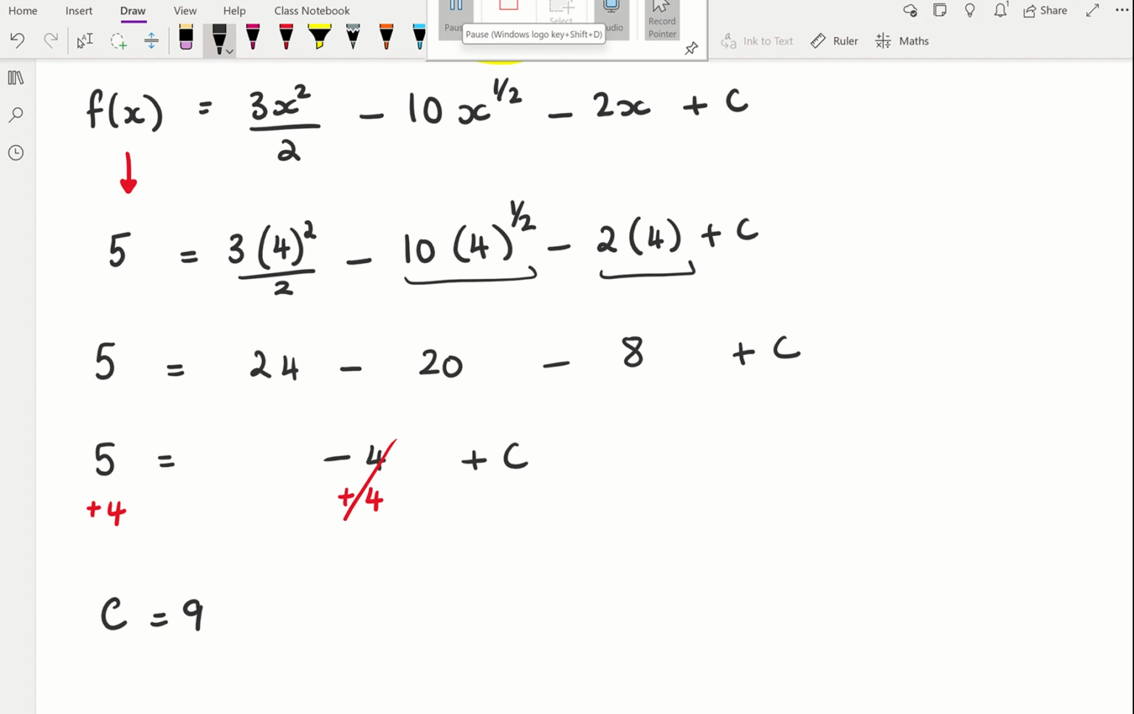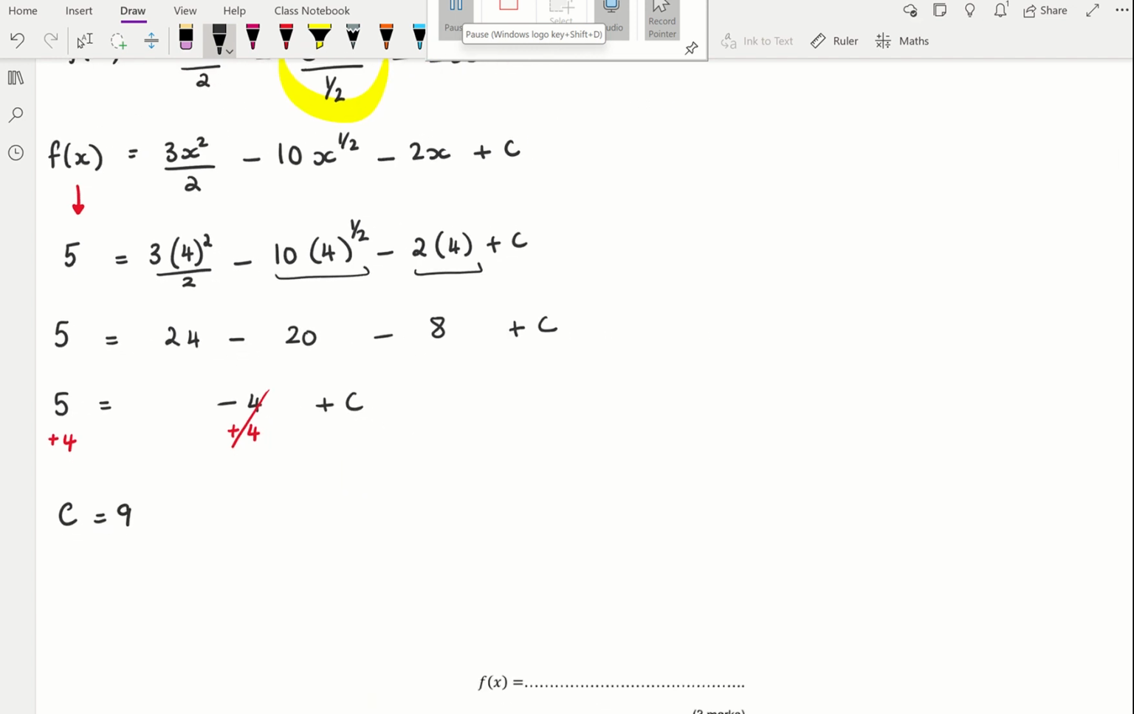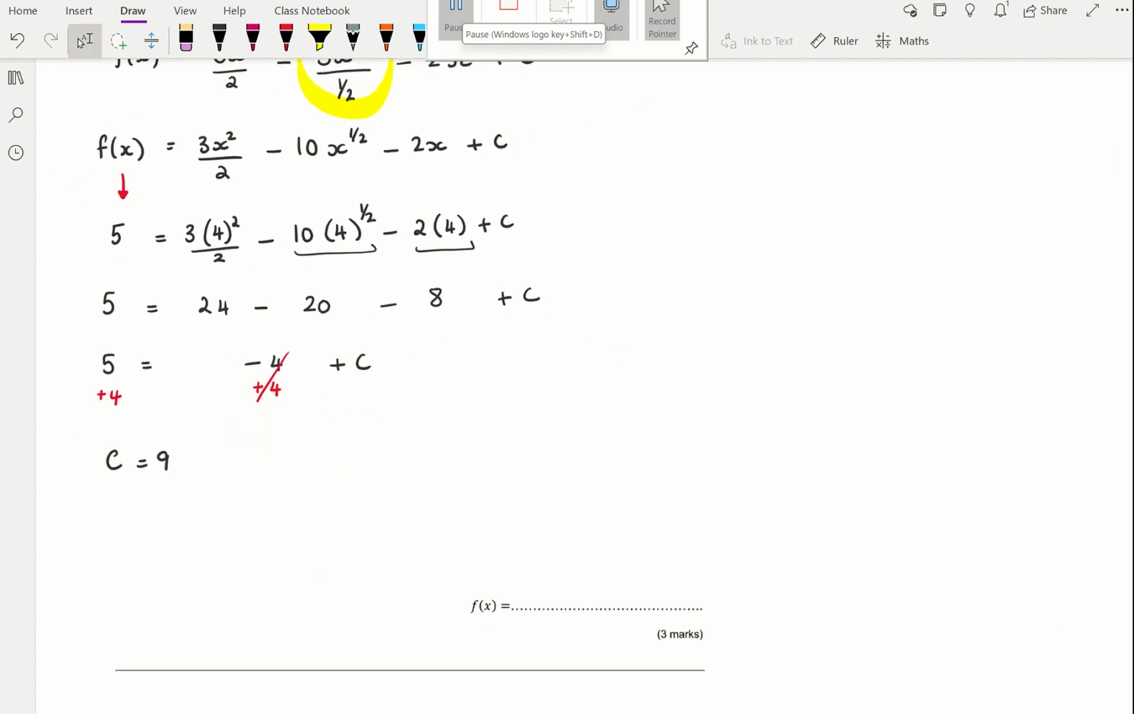And then you write the equation. And the equation is this, of course, but you know what c is. C is 9. So it is 3 over 2x squared minus 10x to the power of a half minus 2x plus 9.